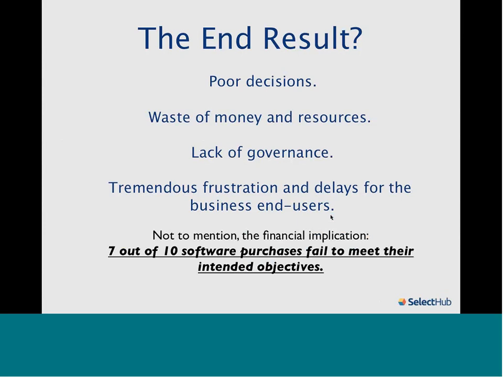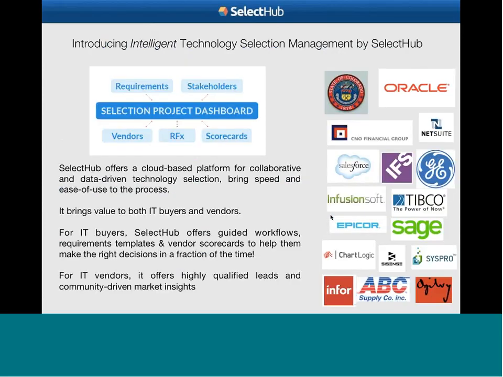So that's the problem that SelectHub tries to solve. The end result of this convoluted process is error-prone decisions and tremendous delays and frustration. But the way SelectHub tries to solve this problem is we have a software platform that we have created specifically to help you go through this process in a very data-driven, very transparent, and a very agile manner, and it helps you make those decisions in a fraction of the time it would normally take.